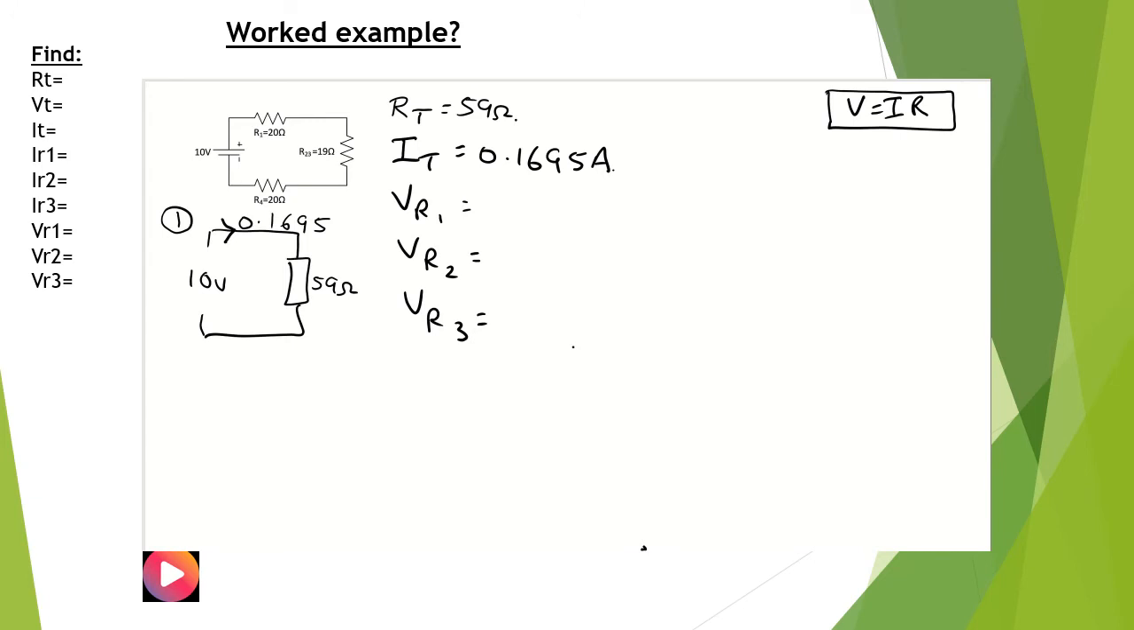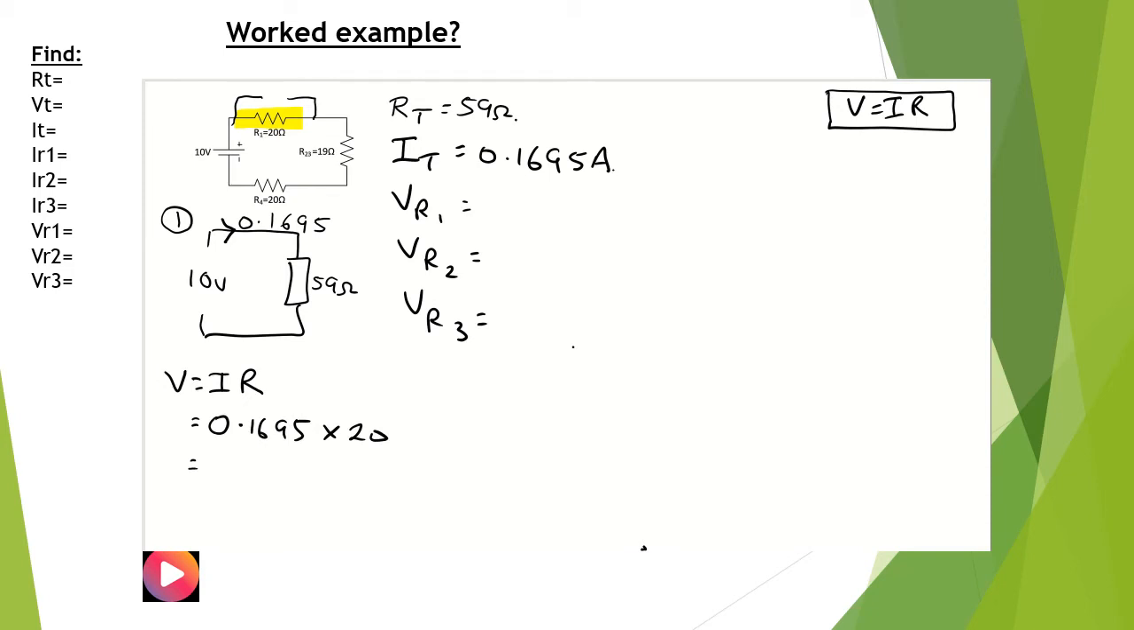Well, Ohm's law states that the voltage is equal to IR. The current is 0.1695 multiplied by the resistance of 20 ohms. So I'm trying to work out the voltage across this resistor. That's what I'm trying to work out.